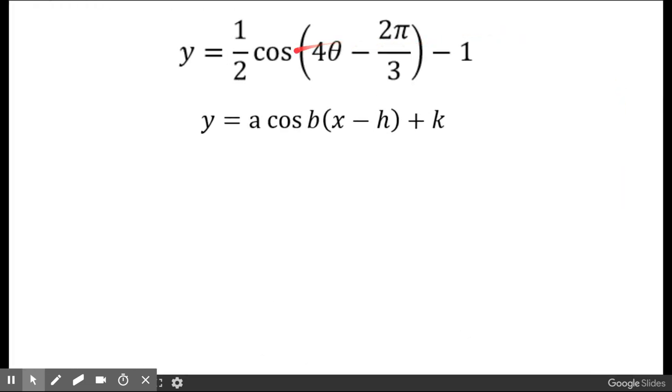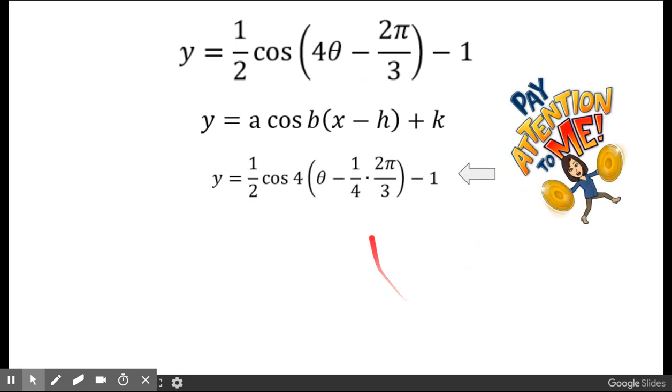All right, so it's not quite in that format, so the first thing that we need to do is pull a 4 out front. We need a 4 in front of the parentheses, not inside. And we can't just pull a 4 out and not change anything here. What we're going to do is multiply by the reciprocal in front of the second part of that term. So we end up back where we started, right? Because 4 times theta is 4 theta, and 4 times 1 over 4 just gives us 1, and that would truly bring us back to 2 pi over 3.